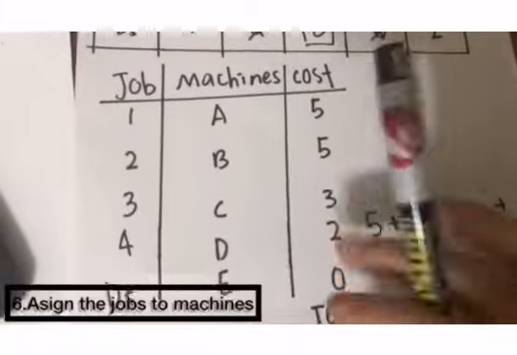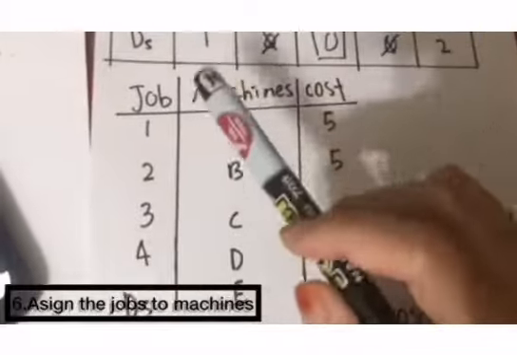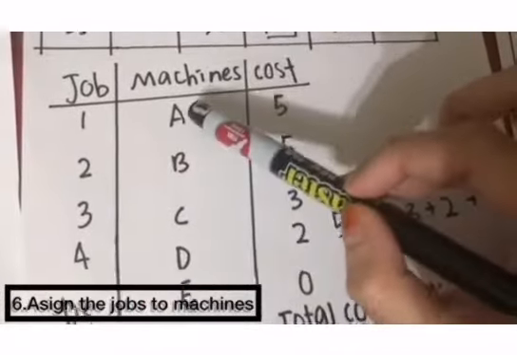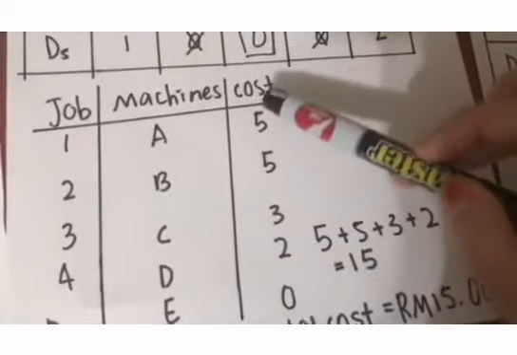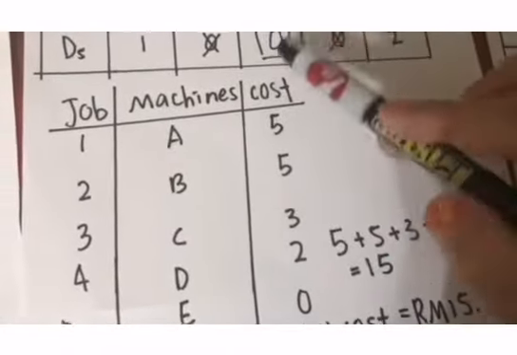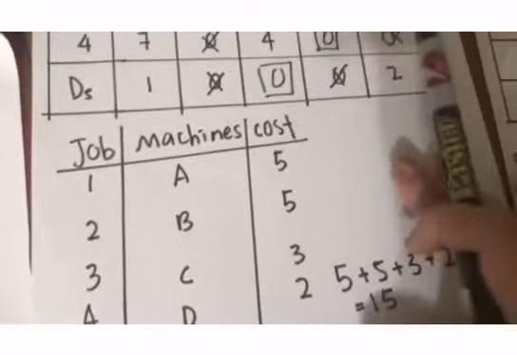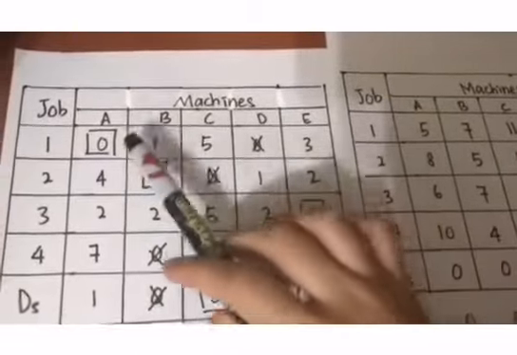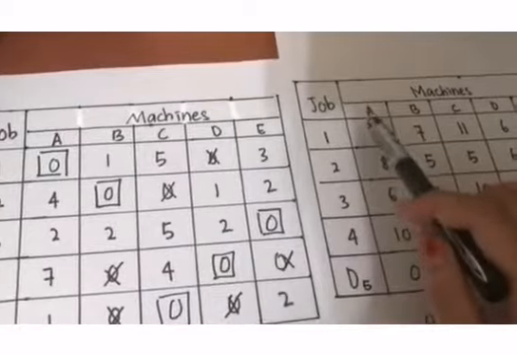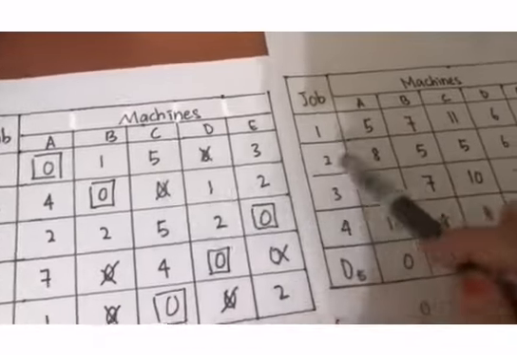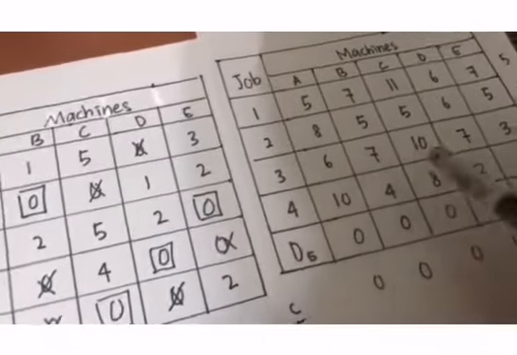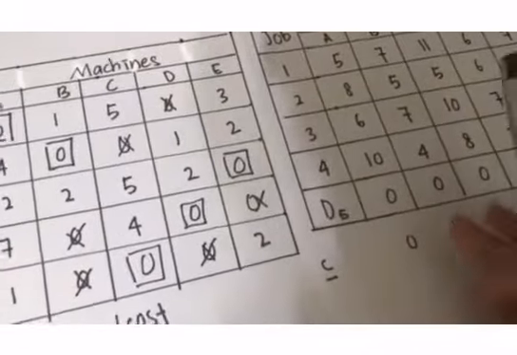I make it easy and simple. Do it like this. Jobs 1, 2, 3, 4, D5, machines A, B, C, D, E, cost 5, 5, 3, 2, 0. How do I get this cost? I get it from the first table, where the zero positions correspond to costs 5, 5, 3, 2, 0.